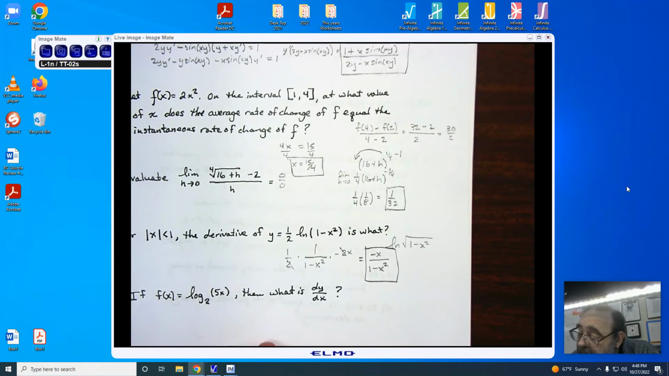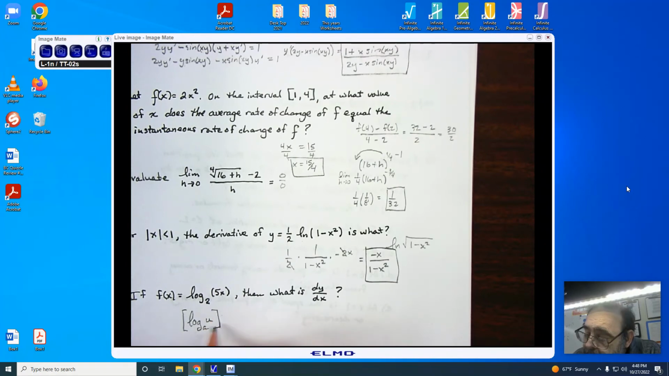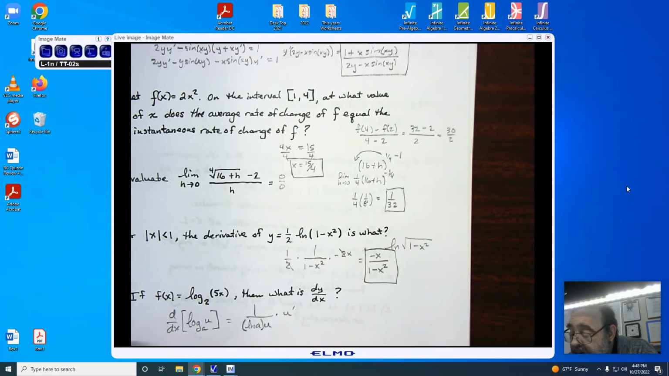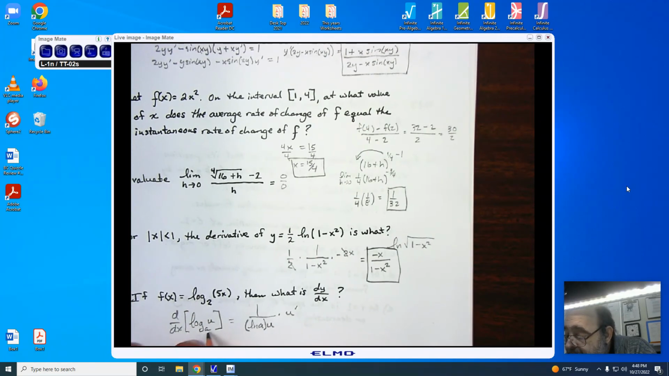Now, please remember, this is one of our obscure rules where we have log base a of u, and the derivative in terms of x is going to be 1 over the natural log of a times u, prime. And that u prime is actually going to go into the numerator. So as we do this, please take note. Our a is the 2, so we have the natural log of 2 multiplied by 5x times the derivative of 5x, which is 5. The 5's will reduce, and I'm looking at 1 over x ln of 2.